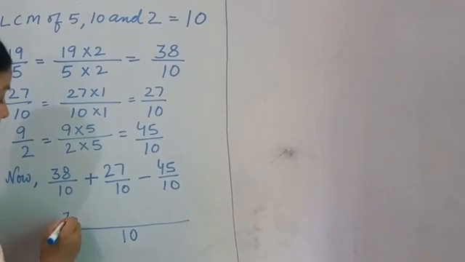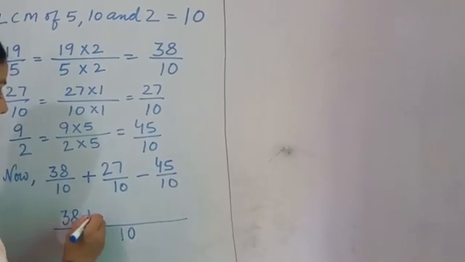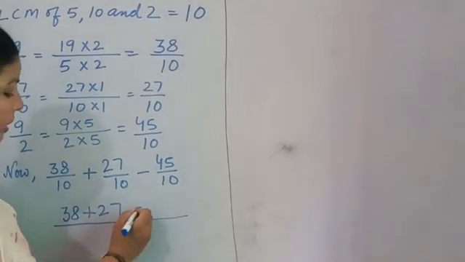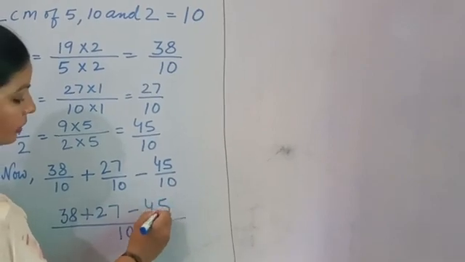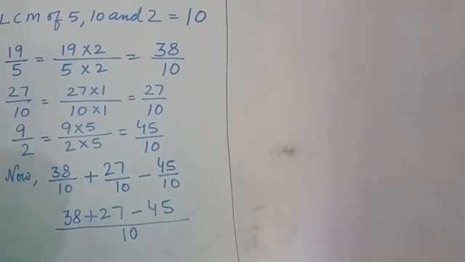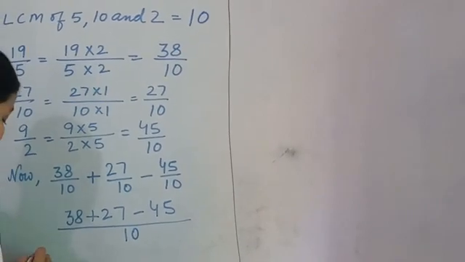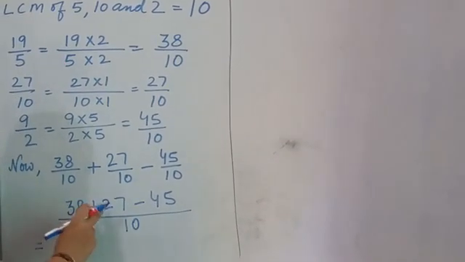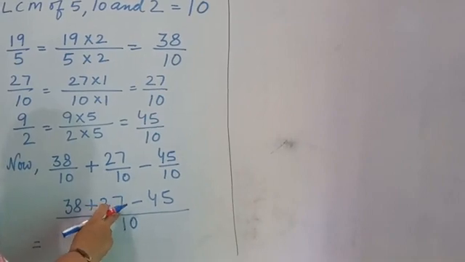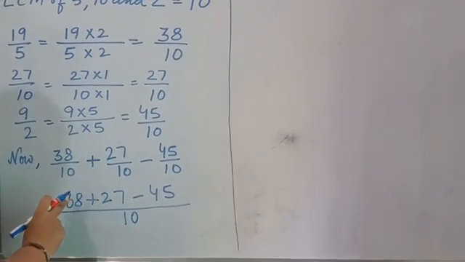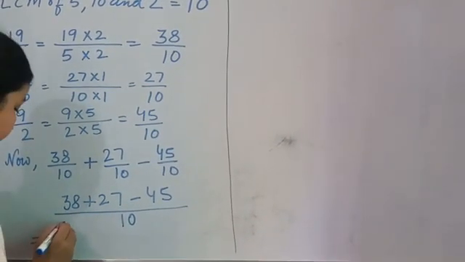Now 38 plus 27 minus 45. So firstly we do plus and then we will do minus. So add them. Here we will do 38 plus 27. So 8 plus 7 is 15. 1 carry, so that becomes 65.